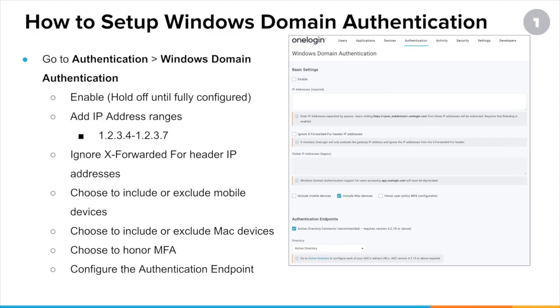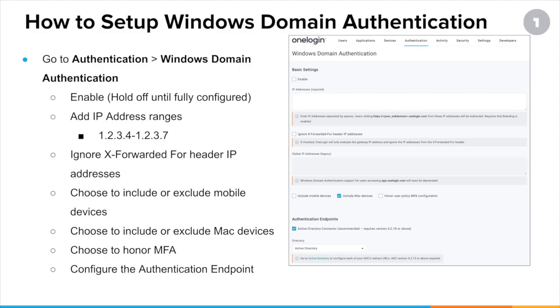Okay, so now that we have our environment, again, set up with Active Directory, let's go to that first step and look at the changes we need to make through the OneLogin admin UI. So again, going to the authentication menu, choosing Windows Domain Authentication. And at the top of the page there, we do see an enable checkbox. But remember, we're going to hold off on checking it until we finish fully configuring WDA, so we make sure everything is in place.